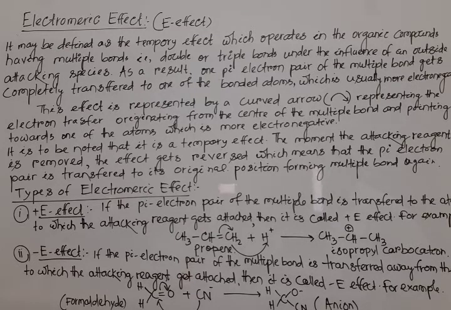Okay. Next, this effect is represented by a curved arrow. I repeat again. This effect is represented by a curved arrow representing the electron transfer, originating from the center of the multiple bond, and pointing towards one of the atoms which is more electronegative.